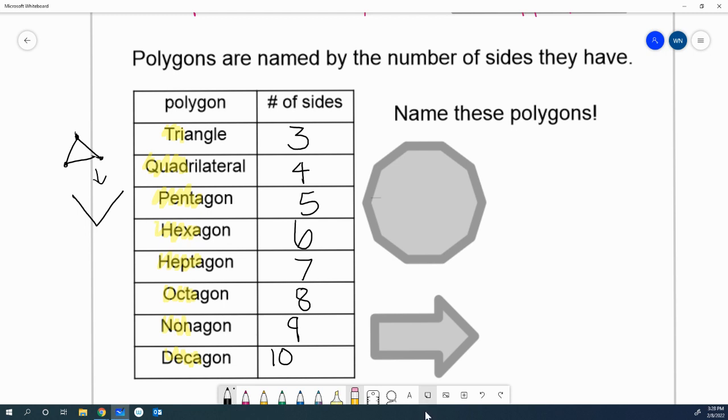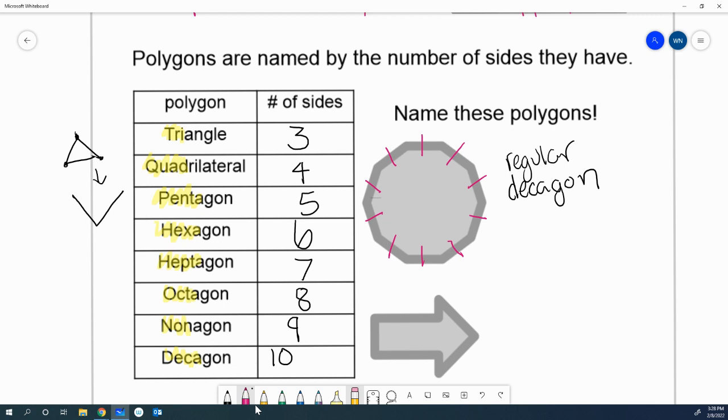Let's name these polygons. So this first one here, I can see there's 1, 2, 3, 4, 5, 6, 7, 8, 9, 10 equal sides and equal angles. So if it's got 10 equal sides and 10 equal angles, what do you think we're going to call it? I hope you said a regular decagon. Remember, we have regular because the sides are equal, and decagon because there's 10.